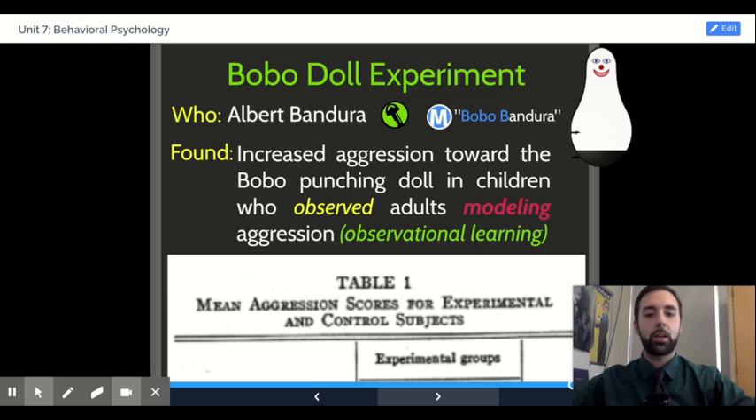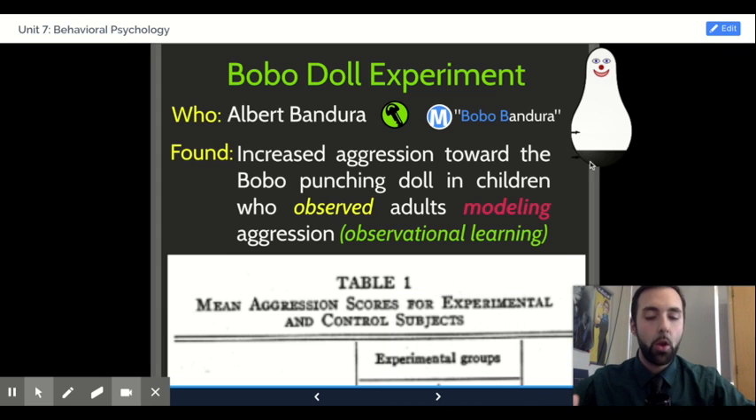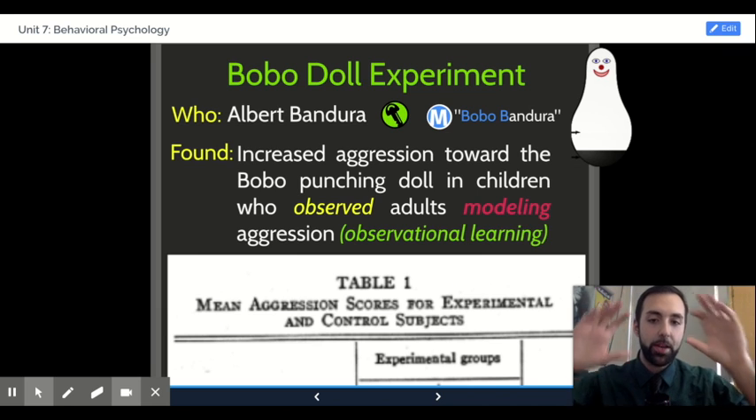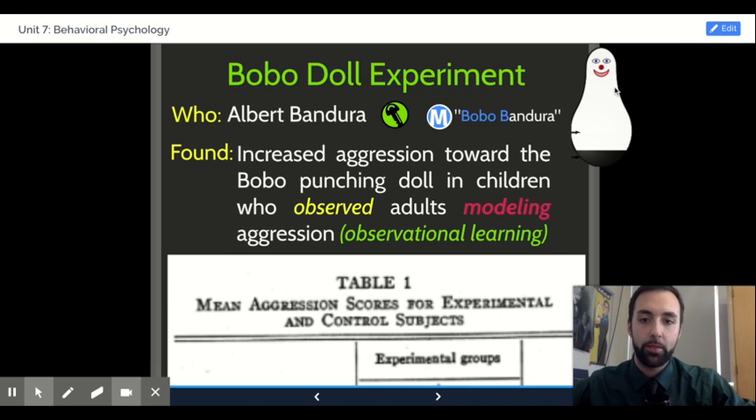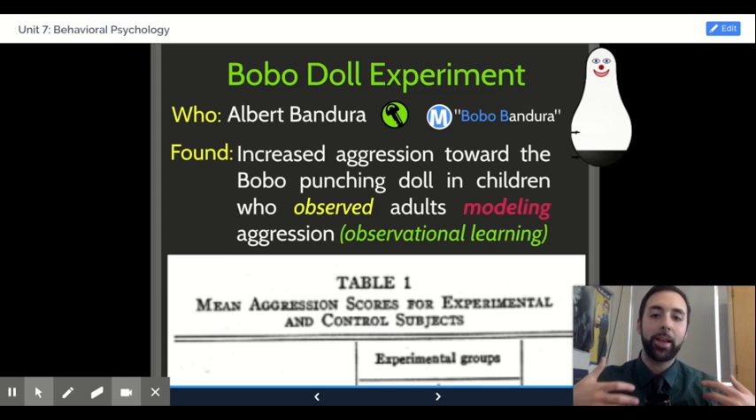participant children saw an increase in aggression towards what was called the Bobo punching doll when they observed adults model aggression. Now, what that means is, in the context of the study, children watched a video of an adult beating the Bobo doll, this punching doll that you can see in the top right corner. And I'm talking about punching it, kicking it, throwing it, grabbing toys and flinging them at this Bobo doll. And then that child, after observing it through a video, was placed into the exact same room and then observed to see whether or not that child would model the aggression that they saw previously in the video.